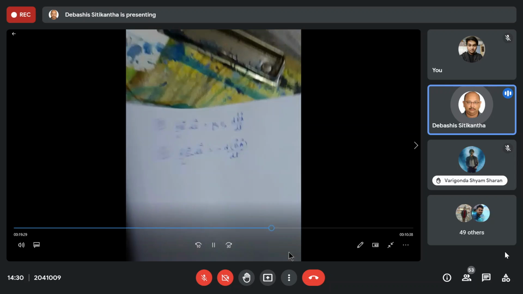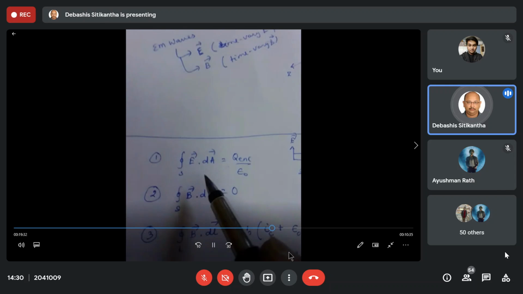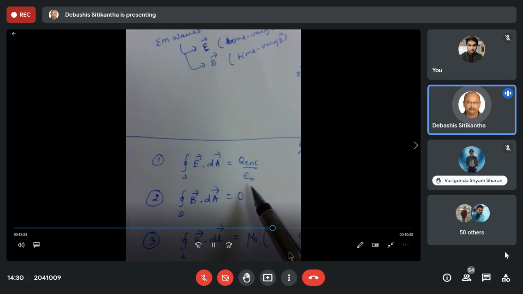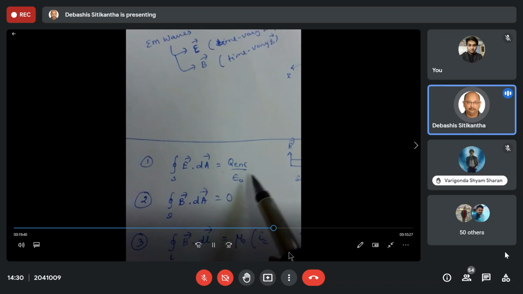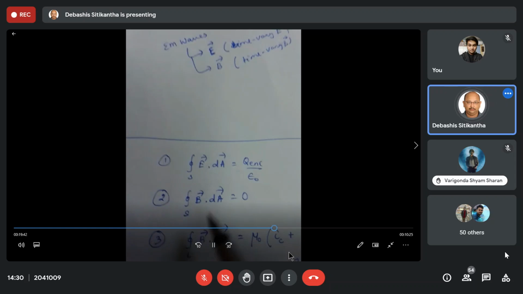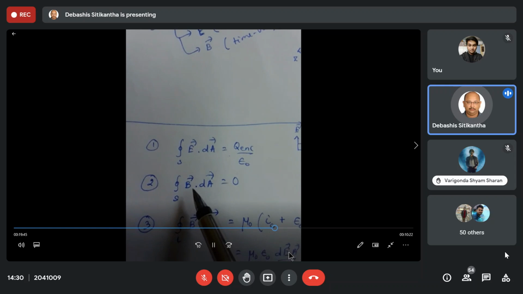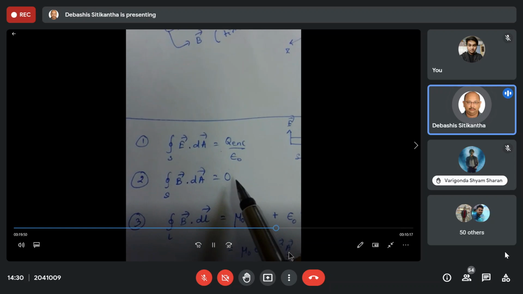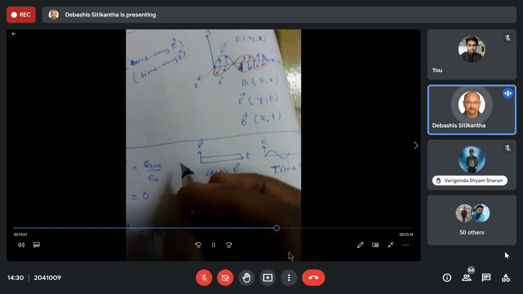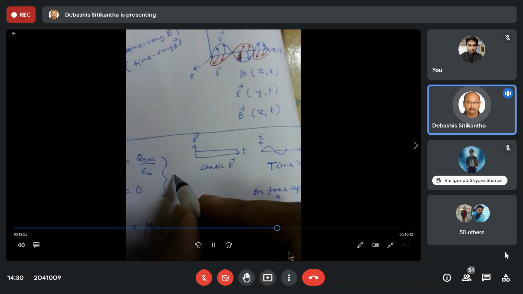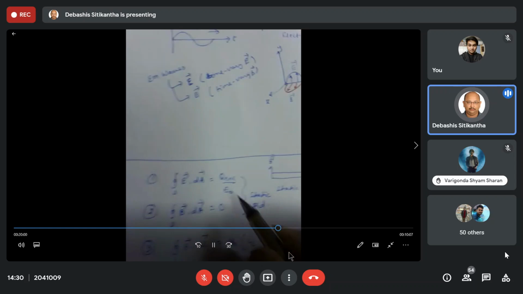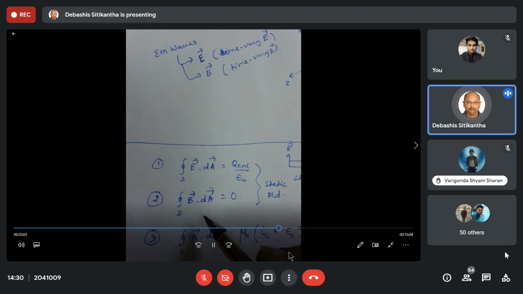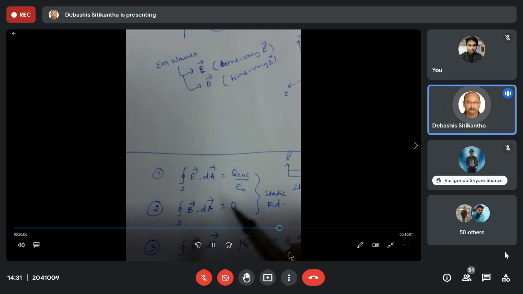In the previous equation, you saw that E vector dot dA vector is equal to Q enclosed by epsilon 0. So there is an electric field, but no magnetic field on the right hand side. Similarly, for the second equation, you have a magnetic field on the left hand side, but no electric field on the right. These two, as I told you, are static field equations: this one from the electrostatic field, and this one from the magnetostatic field.